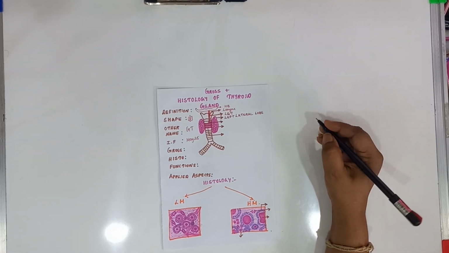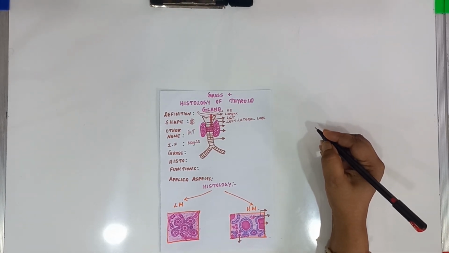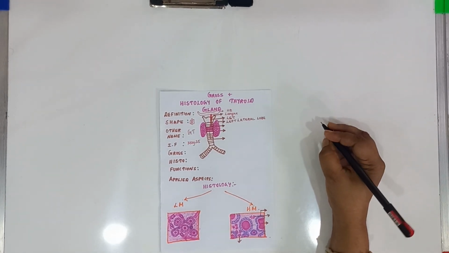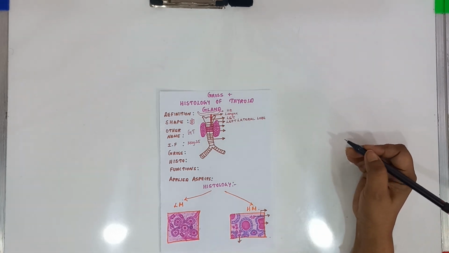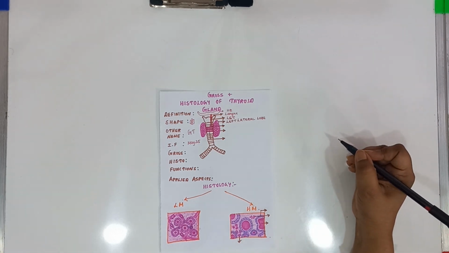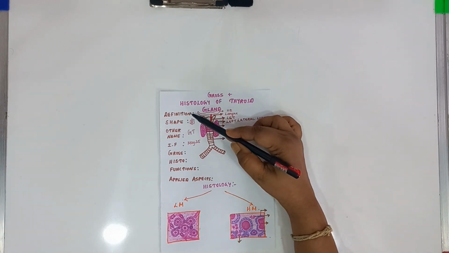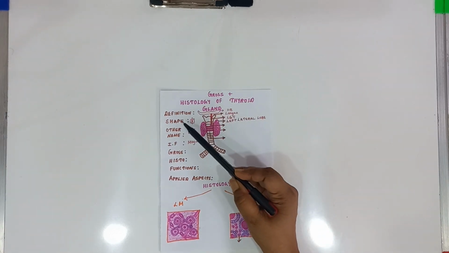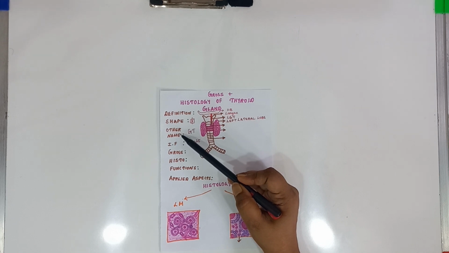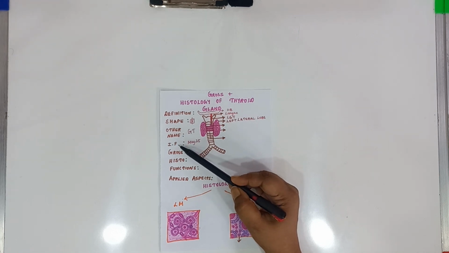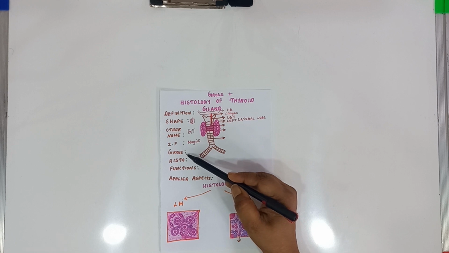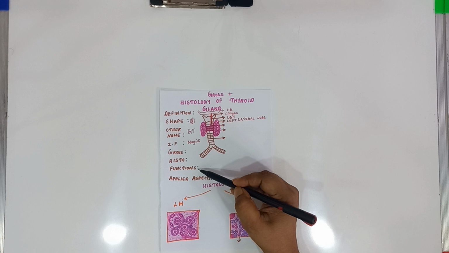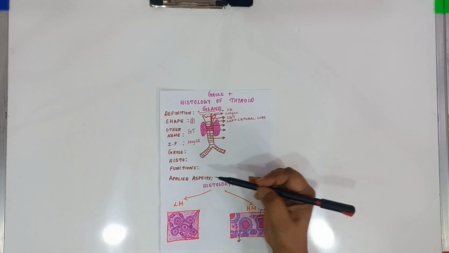So, if histology of the thyroid gland is asked in a university question, initially we have to specify some of the topics. First we'll start with the definition of the thyroid gland, shape of the thyroid gland, other name. If there are any interesting facts, we can specify. Then gross anatomy of the thyroid gland, histology of the thyroid gland, functions of the thyroid gland, and finally the applied aspects.